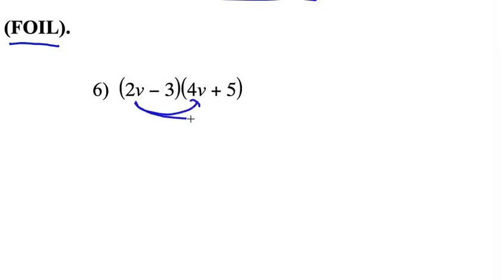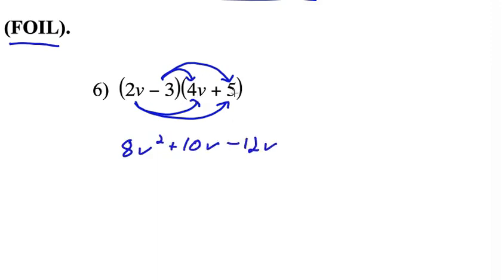So we'll multiply 2v times both terms in the other parentheses, and we'll multiply the negative 3 by both terms in the other parentheses. 2v times 4v, 2v times 5, negative 3 times 4v, and negative 3 times 5. We notice we have some like terms, and we're ready to write the product of 2v minus 3 times 4v plus 5. That equals 8v squared minus 2v minus 15.